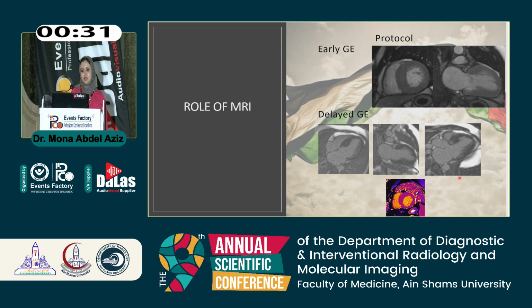We'll take also the gadolinium enhancement sequences, early and delayed gadolinium enhancement, and the T1 mapping, which is a numerical value for early prediction of the fibrosis.